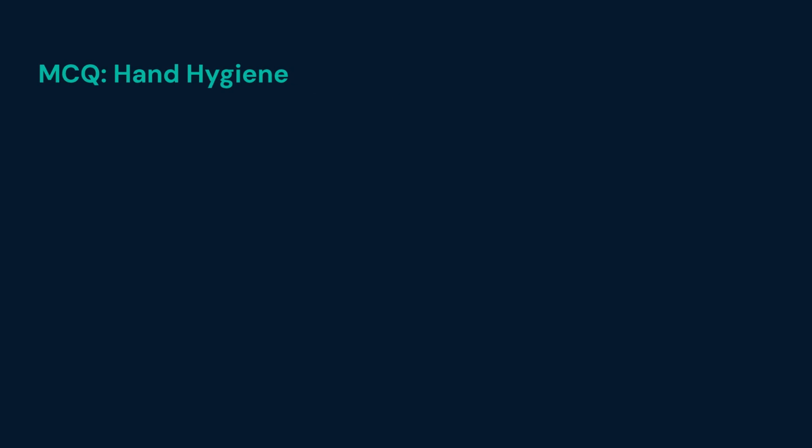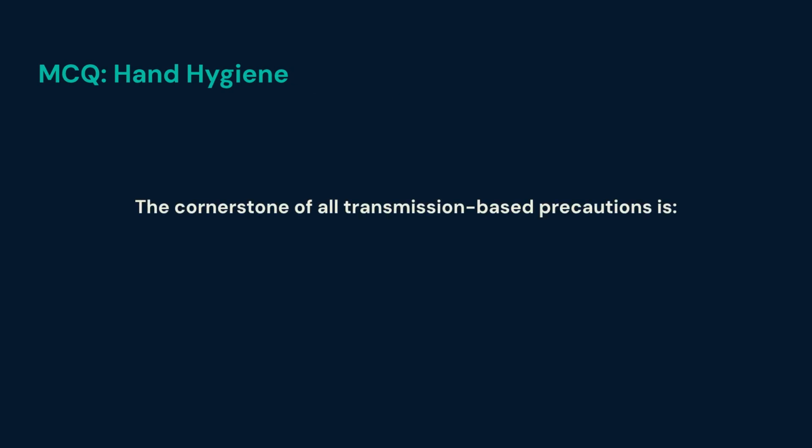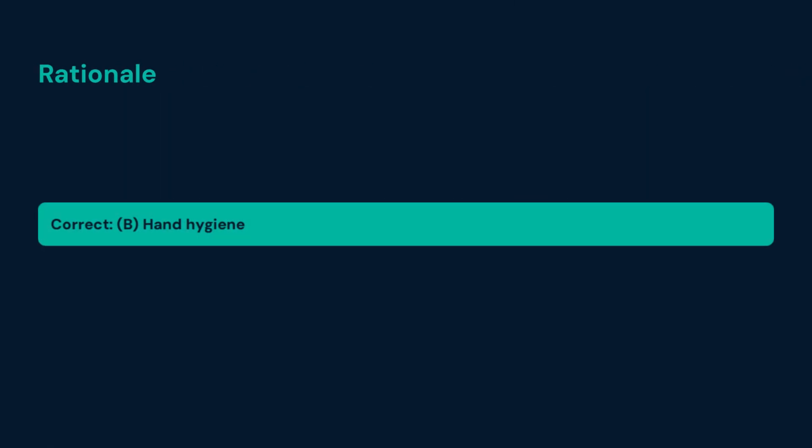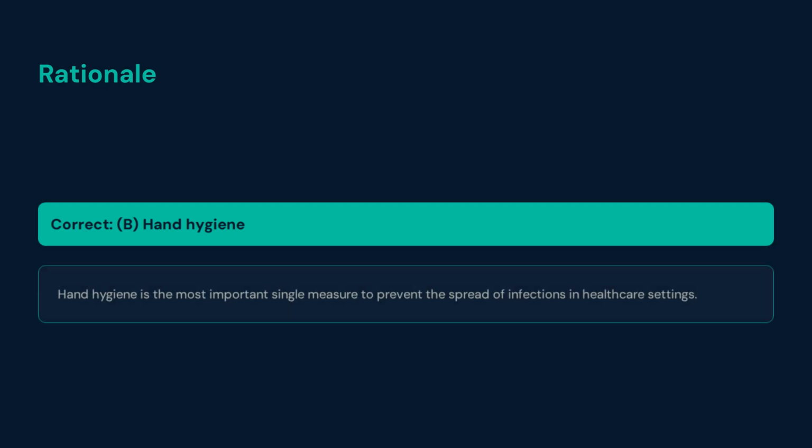Our final question is about hand hygiene. The cornerstone of all transmission-based precautions is what? A. Mask usage, B. Gown usage, C. Hand hygiene, or D. Patient isolation. The correct answer is C. Hand hygiene. Proper and timely hand hygiene is the single most important measure to prevent the spread of infections.